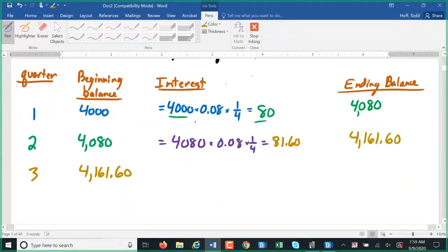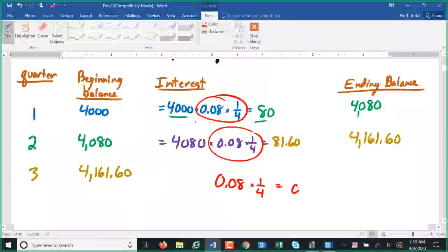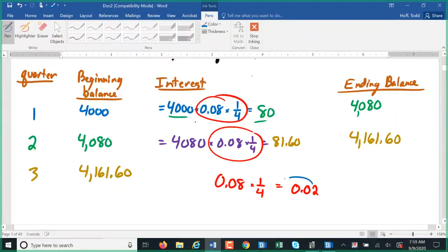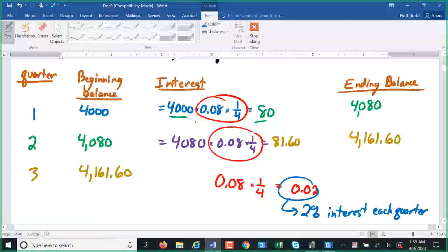If I look at what's going on here, each quarter, what I'm multiplying by is that 0.08 times 1/4. 0.08 times 1/4 is 0.02. What this is saying is this is 2% interest each quarter. Which makes sense. If it's 8% interest for the whole year, the interest for a quarter should be 1/4 of that, or 2%.